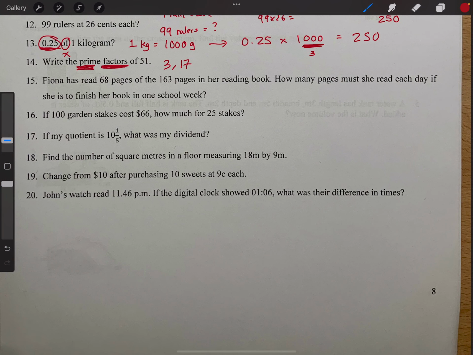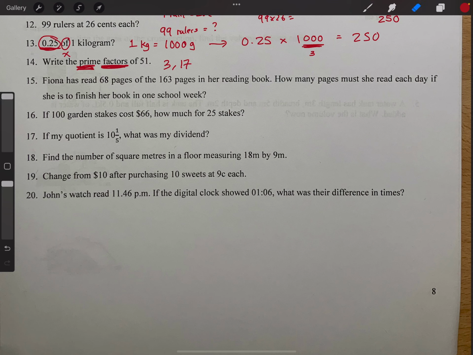Question 15. Fiona has read 68 pages of the 163 pages in her reading book. How many pages must she read each day if she is to finish the book in one school week? A school week only has 5 days because we only go to school from Monday to Friday. So she has 5 days to read it.